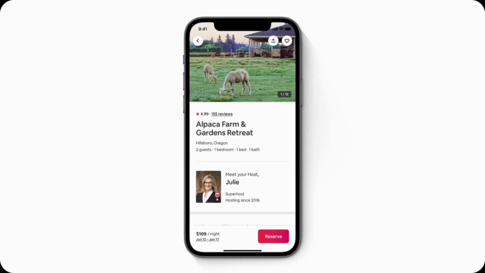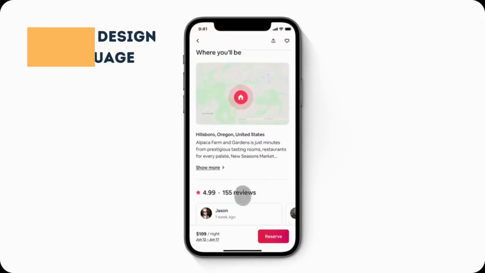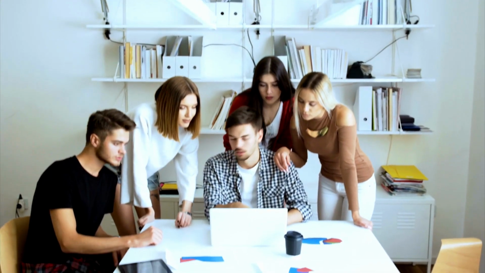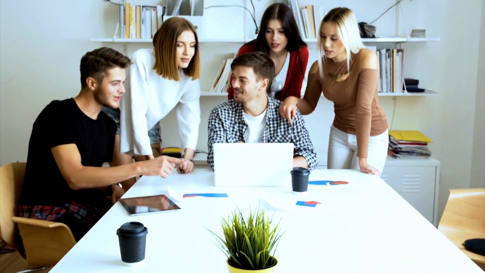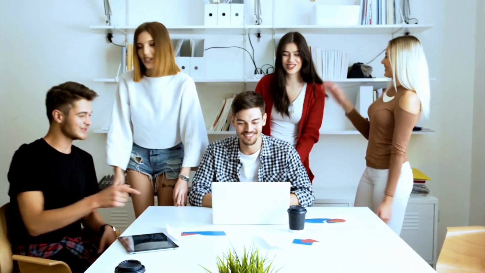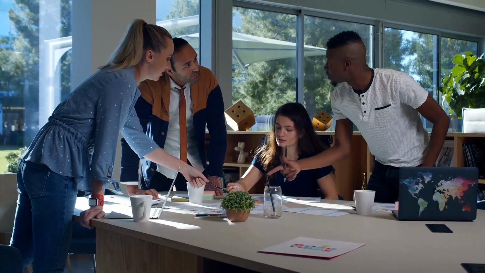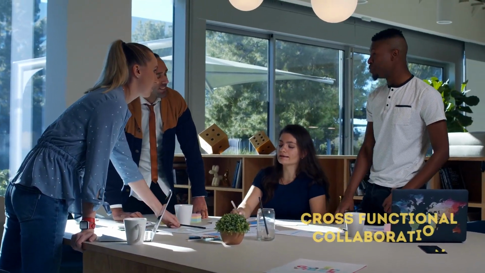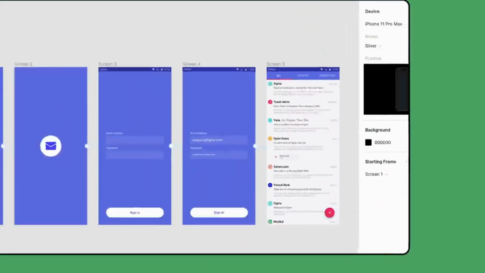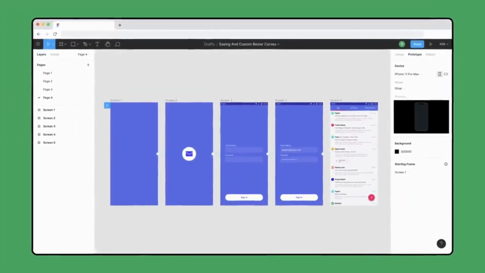The first one is Unified Design Language. Airbnb uses a system called DLS to ensure consistency and cohesion across all products and platforms. The second principle is cross-functional collaboration. To facilitate collaboration, Airbnb uses various design tools such as Figma and Abstract.